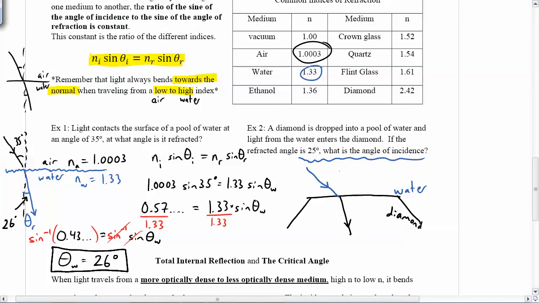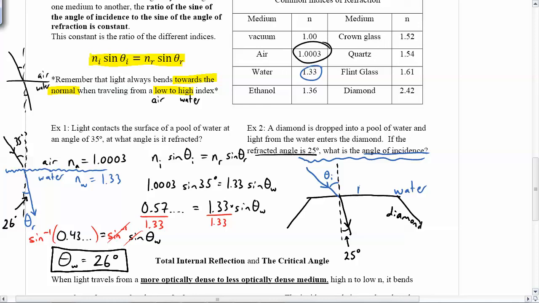So I need to draw the normal line, which is just a straight line perpendicular to the surface. And it's saying that the refracted angle is 25 degrees. So that means after it refracts, this angle is 25 degrees. What is the angle of incidence? The angle of incidence is the angle that it's coming in at.